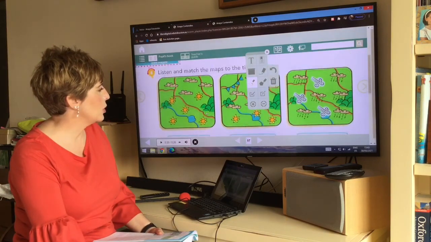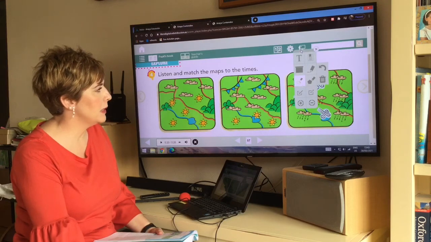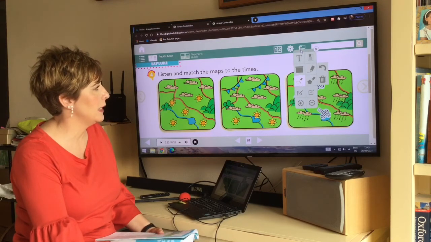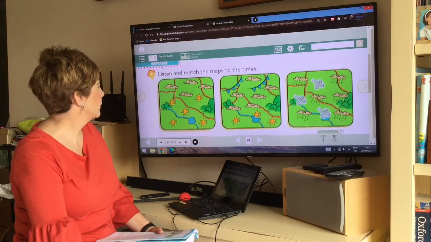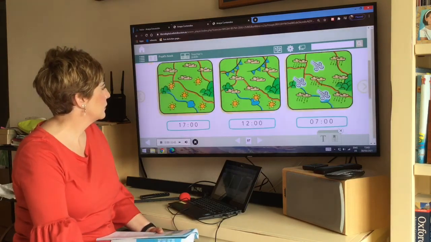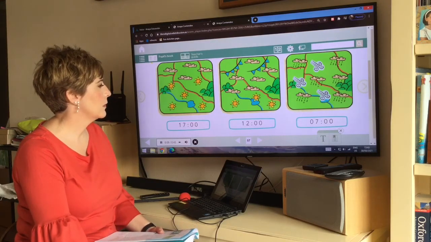Listen and match the maps to the time. This activity was very easy. You did very well in the classroom. Listen and match the maps to the times.